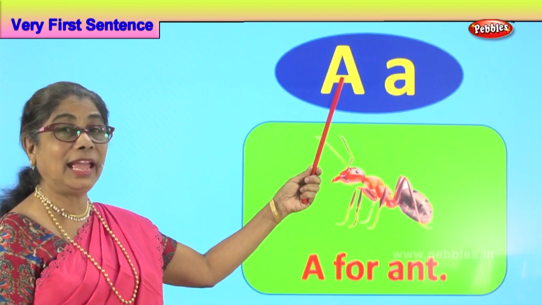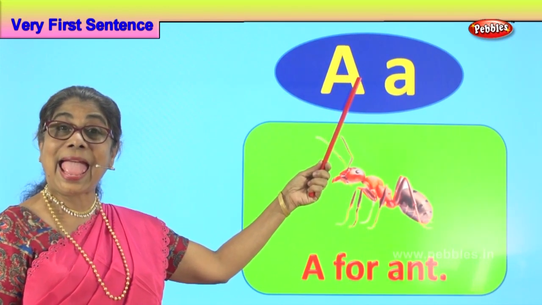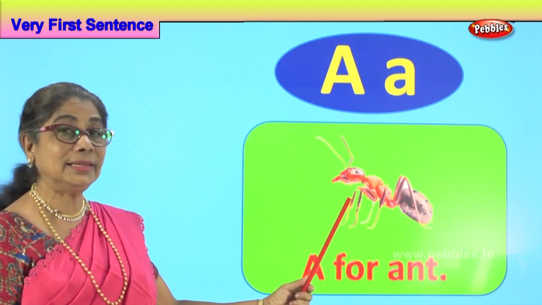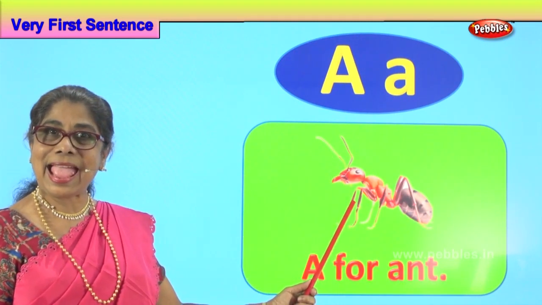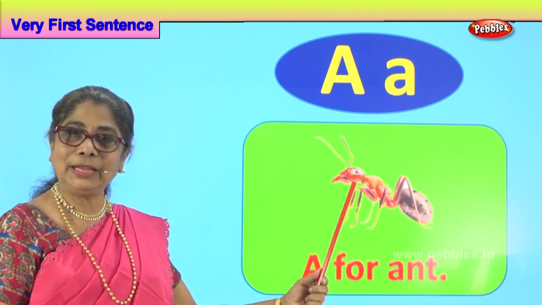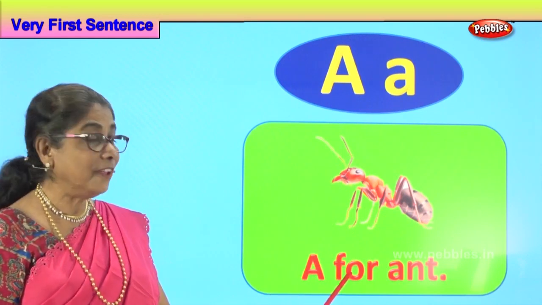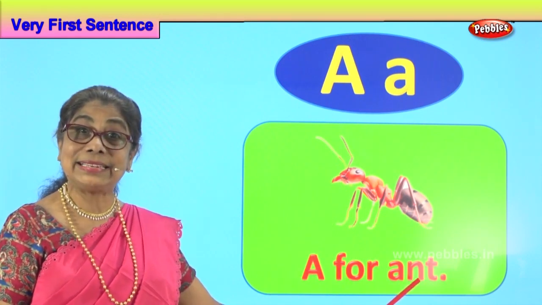Look, again we have big letter, small letter. What is the sound? A. What picture is this? Ant. Ant bites you. And when the ant bites you, what sound do you make? A. Let's read. A for ant.